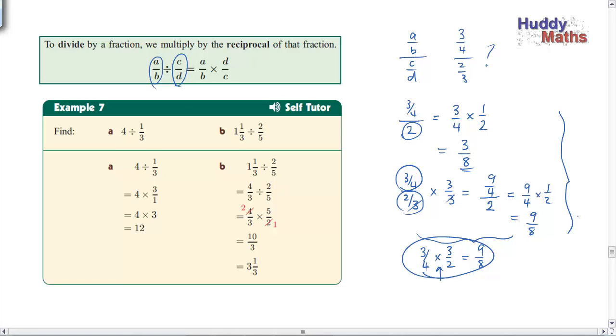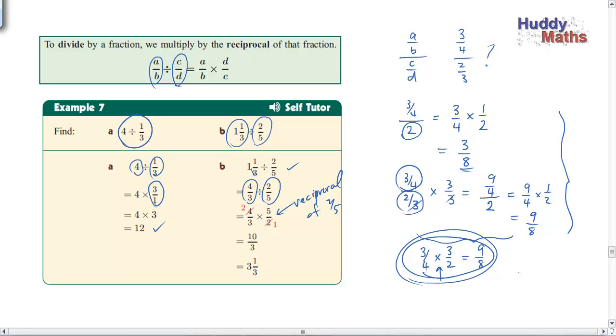Okay, so the rule is, if I have 4 divided by 1/3, it's 4 times 3/1, or 12. And 1 1/3 divided by 2/5. Change it to 1 by 3 is 3 and 1 is 4/3, divided by 2/5. Invert and multiply. This 5/2 is called the reciprocal of the bottom fraction. So you invert the bottom fraction and multiply. So that rule is quite an unusual one, isn't it? How does division become multiplication by the denominator's reciprocal, or turned upside down? How does it become multiplication?